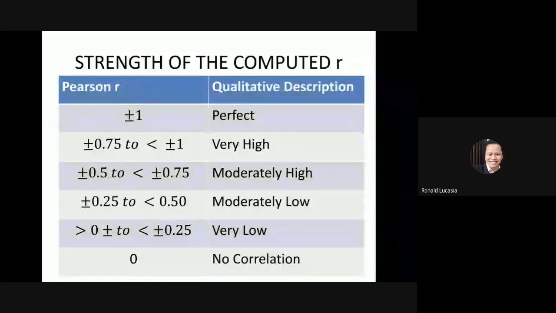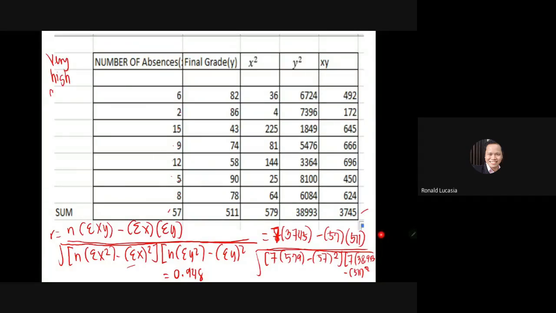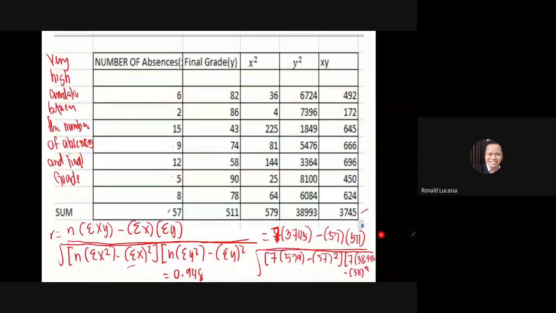So meaning to say, there is a very high correlation between the number of absences and final grade. It makes sense because when you keep on being absent, I mean, when you have a lot of absences, it will greatly affect your final grade.